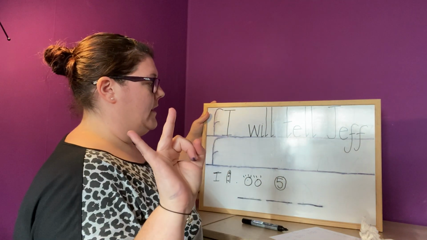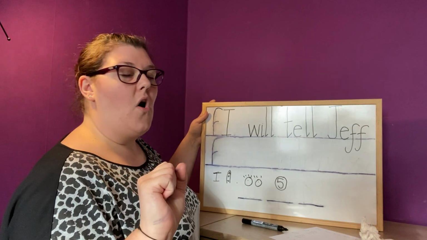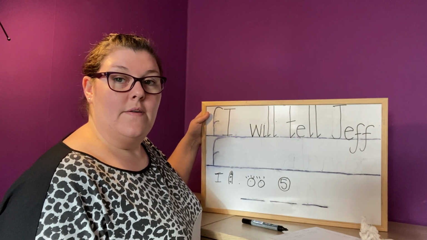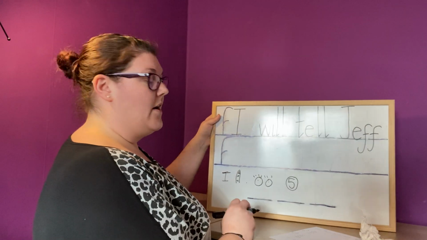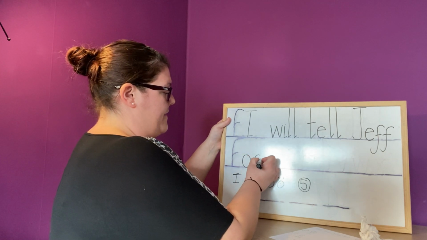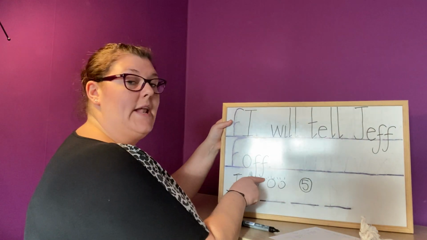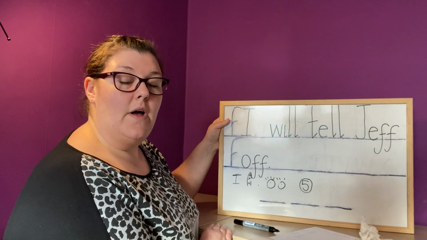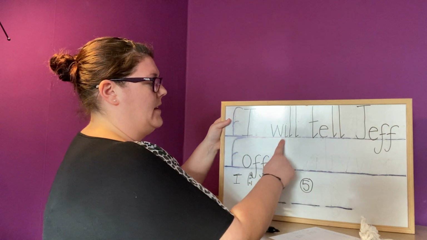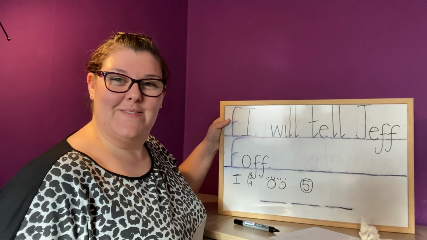I will tell Jeff off. Well done. Off. Can you segment off for me? Off. Well done. Write it down for me. Off. And then a full stop at the end. Make sure you've got the two letters, one sound in off. Otherwise, it's of. And that's not right. I will tell Jeff off. Fantastic. Well done. See you soon.